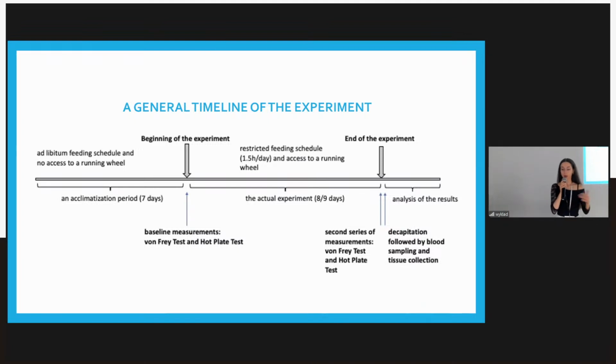Then the actual part of the experiment began. While the control group had ad libitum feeding schedule and no access to the running wheel, the ABA group had the complete opposite. They had the restricted feeding schedule of 1.5 hours a day and the access to running wheel. The experiment was discontinued after the humane endpoint criteria were met. And then we performed the second series of measurements in the pain tests. And also we euthanized the animals, collected the samples from the jejunum and analyzed them.